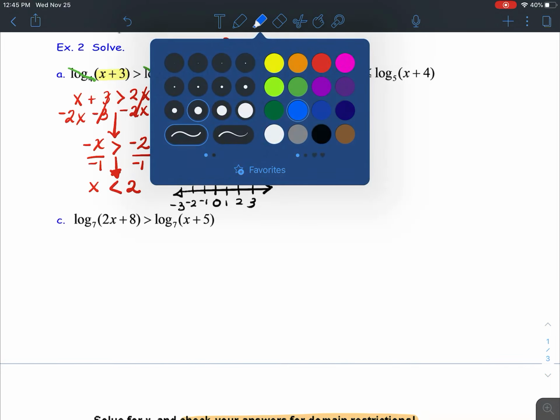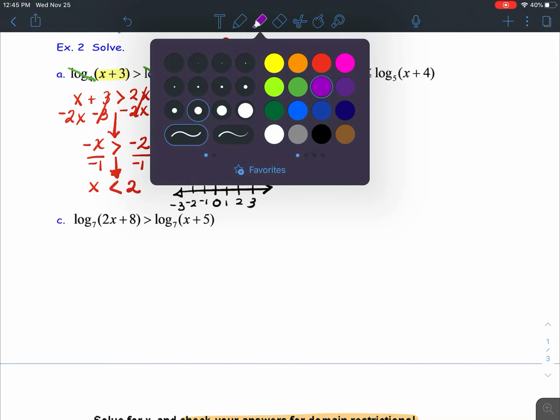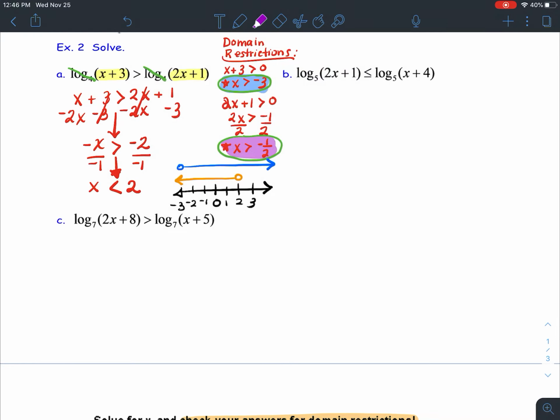Then I'm going to take my first domain restriction. I'm going to highlight that in blue. I'll go ahead and graph the first domain restriction also above the number line. It says x is greater than -3. So I'm going to put an open hole above -3, but because it's greater, I'm going to have that arrow going to the right. Now I'm going to go ahead and highlight my other domain restriction here in purple. I'm going to graph that one also. x is greater than -1/2. So -1/2 maybe would be right about there. Greater, I'm going to the right.